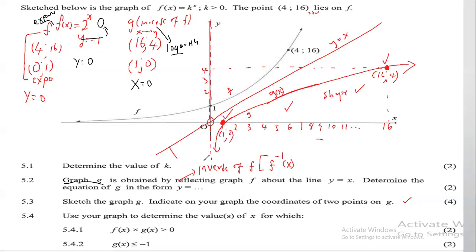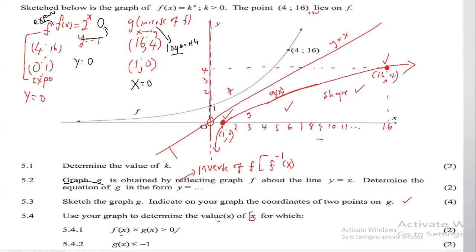Now they say use your graph to determine the values of x for which f times g is greater than 0. The key word, and now these are very interesting questions. Most students find these ones to be complex. They are saying 5.4.1, use your graph to determine the values of x. They are looking for the values of x for which f times g is greater than 0.